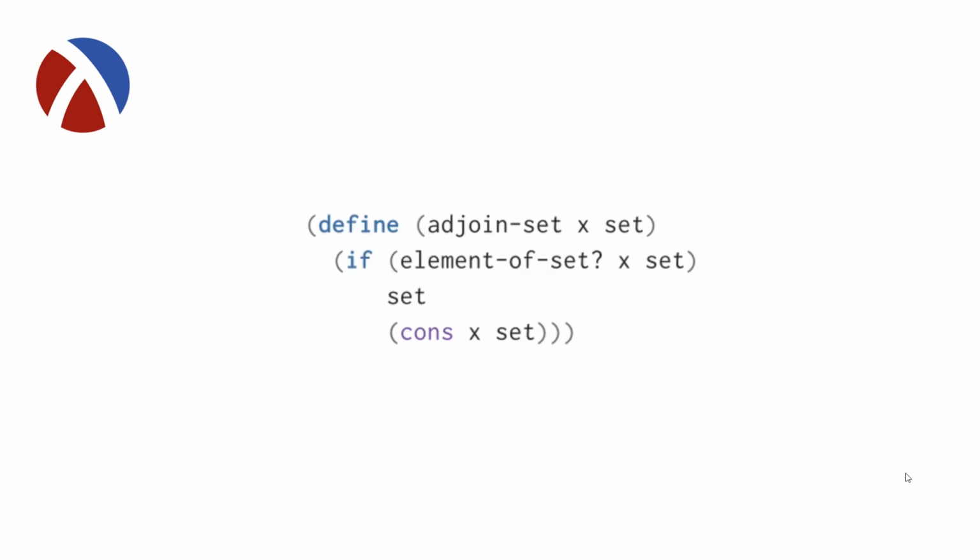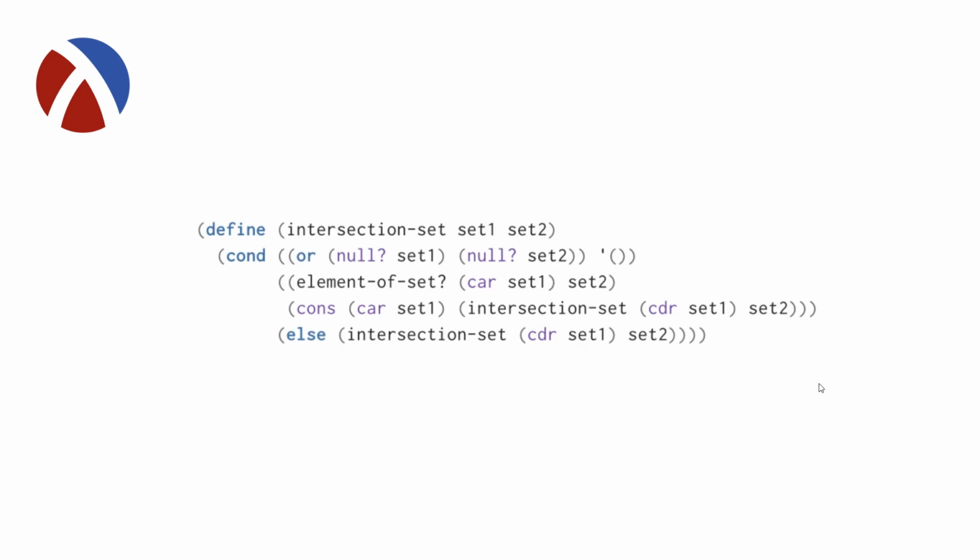The next procedure that they go on to define is a join set, and that's basically just adding the element to the set if it doesn't already exist. So we just have a single if expression here. In the predicate, we check, does the element exist in our set? If so, just return the set. Otherwise, in the alternate, cons it to the front of the set.